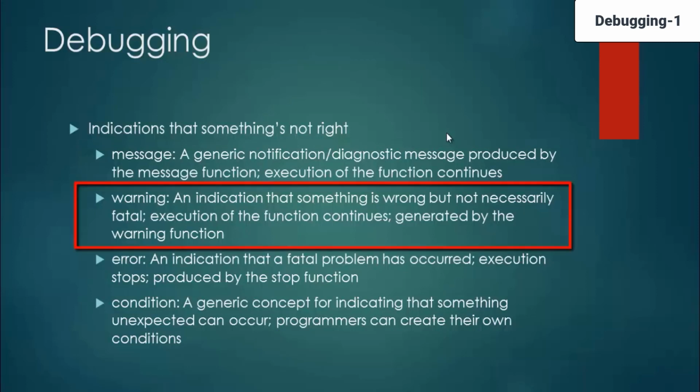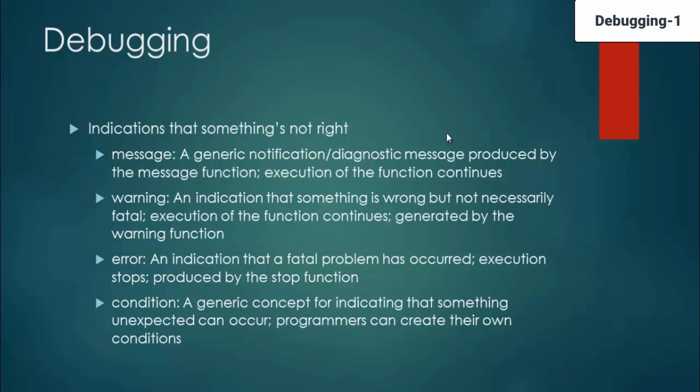You can declare a warning message. Warning is the next type of indication that something is wrong, but it will not affect the functioning of the code. It is not fatal, which means it is not going to stop the running of the program. But warnings are meant to be taken seriously, and each should be given its considered amount of time, and should be solved. Execution of the function continues after a warning generated by the warning function.